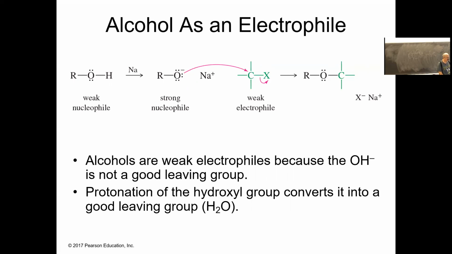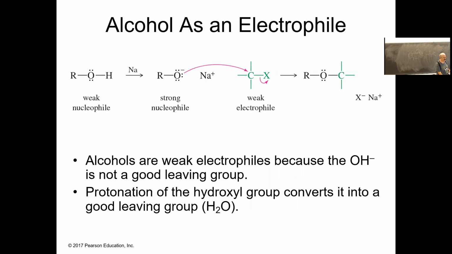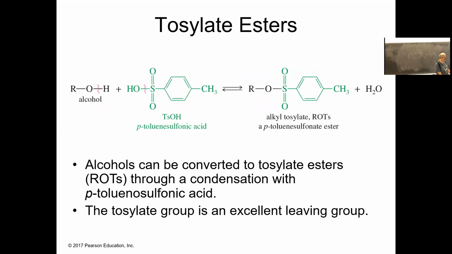The other way that we can do substitution with alcohols is to protonate the hydroxyl group to convert it into a better leaving group, that is water. OH is a really poor leaving group. So one way of converting it to a better leaving group, of course, is to protonate it. We've done a couple of labs where we've done that, the t-butyl chloride and the 1-bromobutane.